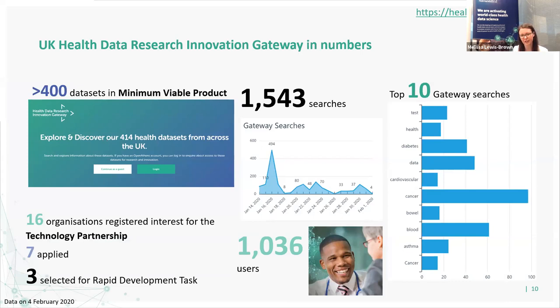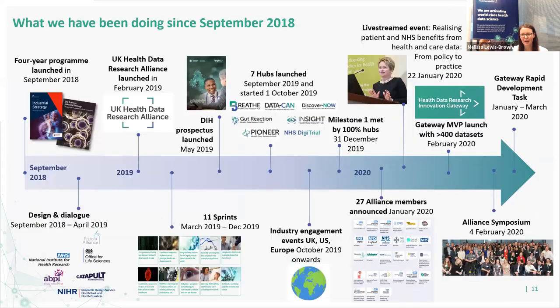And just to show you the pace of change, that was obviously only step one, but we're already moving on. The far right of that diagram shows you the progress throughout all of the Alliance Hub and Gateway activities over the last couple of years, leading up now to the rapid development tasks that different suppliers are working with us on to take the MVP of the Gateway into its full launch later in the year. So exciting progress as ever.